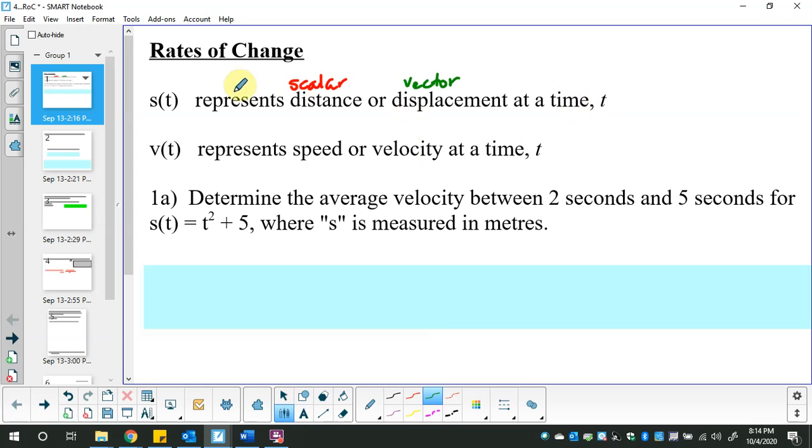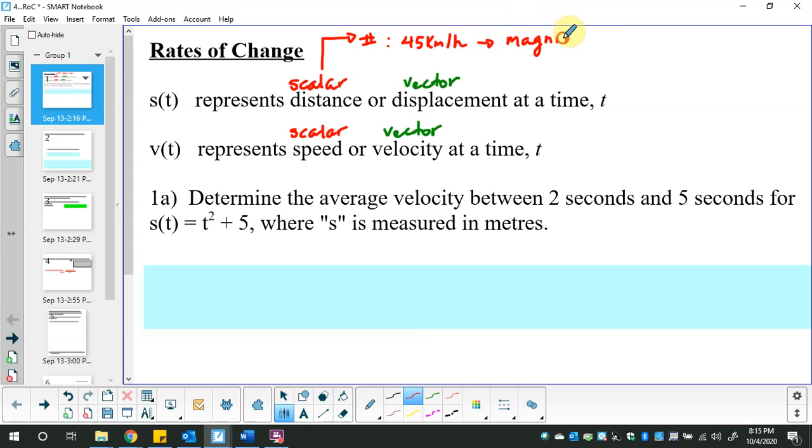Both of them at time t, since there's a t in the bracket. And again, speed is a scalar quantity and velocity is a vector quantity. So first of all, what's a scalar quantity? A scalar quantity is just a number. So for instance, 45 kilometers per hour. So I guess a number and units. What that is considered is a magnitude.